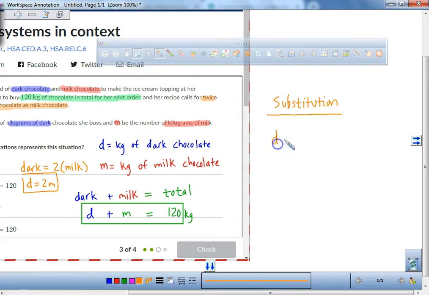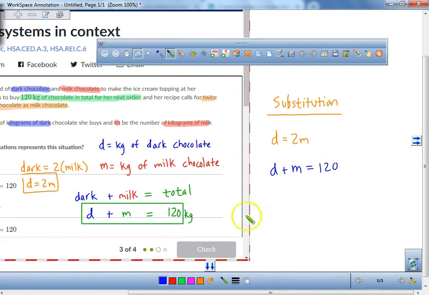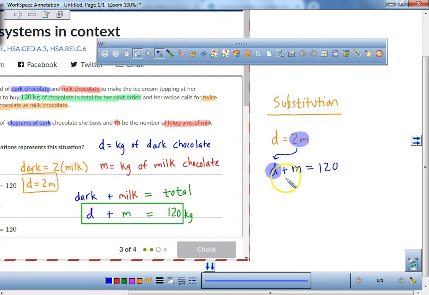So we know the dark chocolate equals 2 times the milk chocolate, and we know that the dark plus the milk chocolate equals a total of 120. So check this out. What do we know the value of? We know the value of D. What is D equal to? D is equal to what? 2m. So watch. This is called the substitution method. I'm literally substituting it in right there.